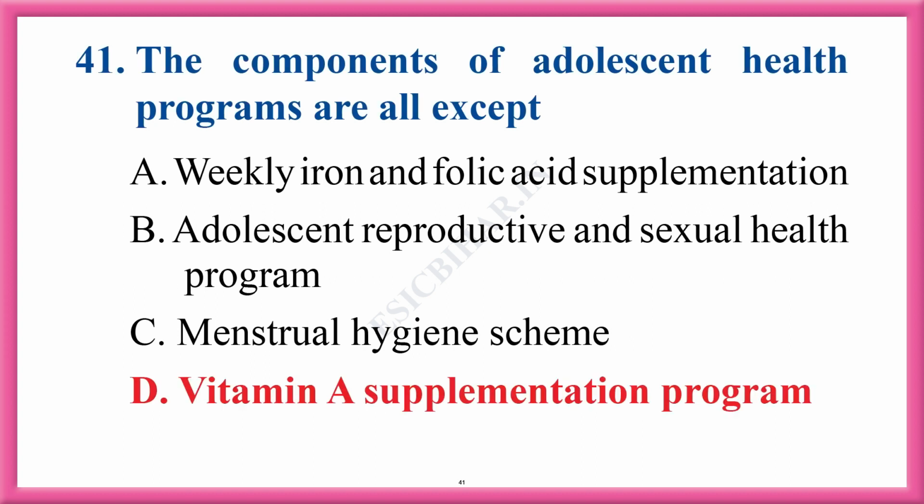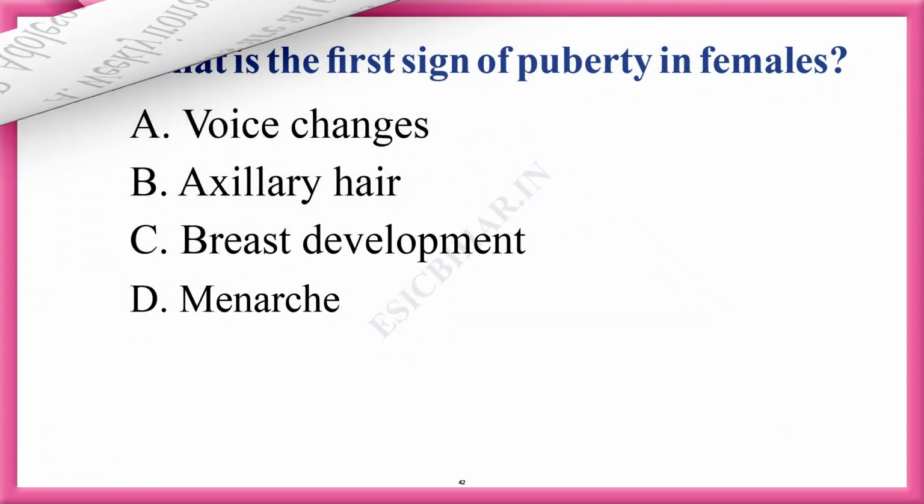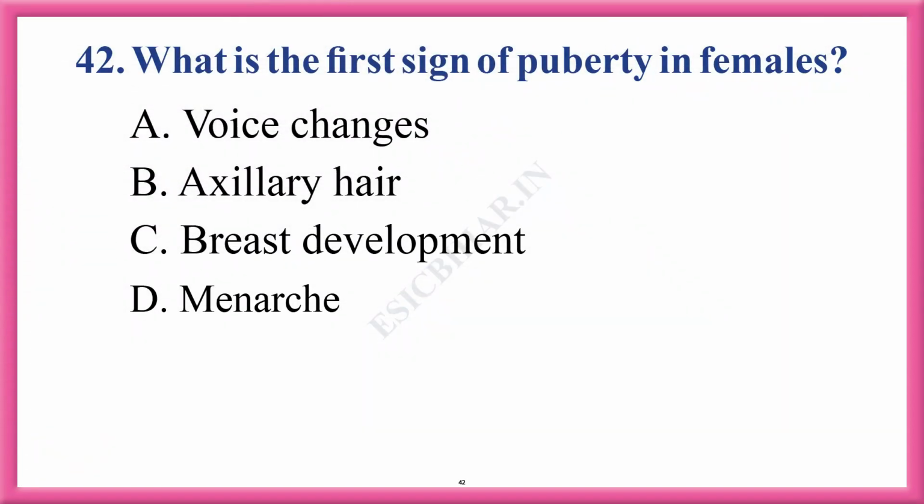And answer is D. Vitamin A supplementation program. Question 42. What is the first sign of puberty in females? A. Voice changes, B. Axillary hair, C. Breast development, D. Menarche. And answer is C. Breast development.